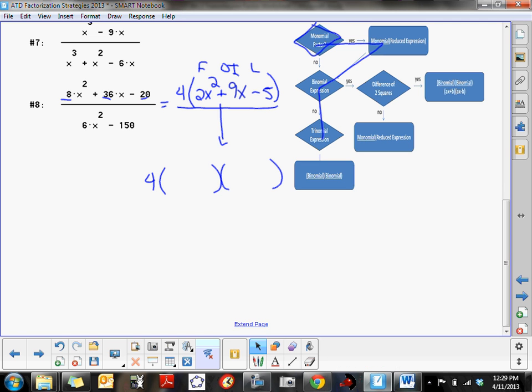And the only way that we can get a 2x squared is if we have 2x in the first spot and x in the second spot. So there's our first terms. Signs have to be different, so we got a plus and a minus. At least I know that much.